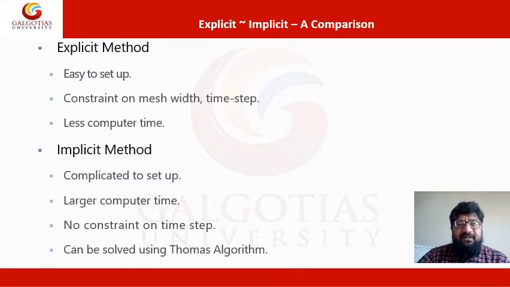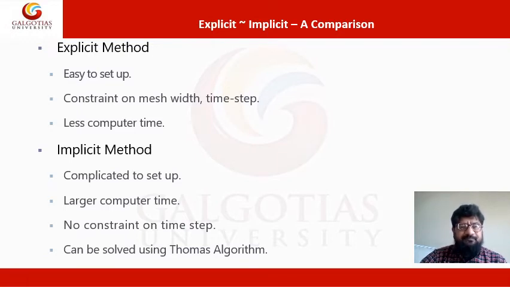Explicit method and implicit method both have their advantages and disadvantages. Explicit method is straightforward, very easy to set up, very easy to code, but there is a constraint on mesh size, which will be discussed when we come to error and stability analysis. Explicit method consumes less computer time in comparison to an implicit method. We will talk about how it consumes less computer time.